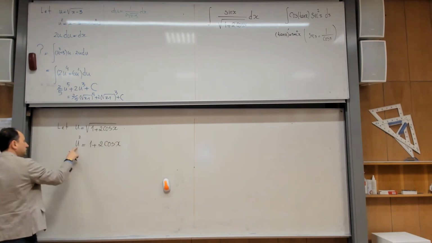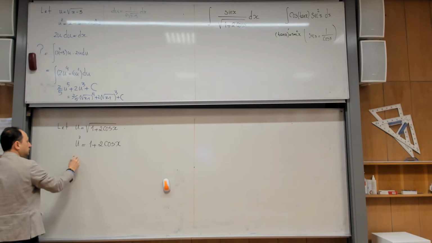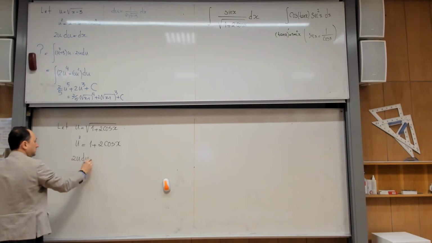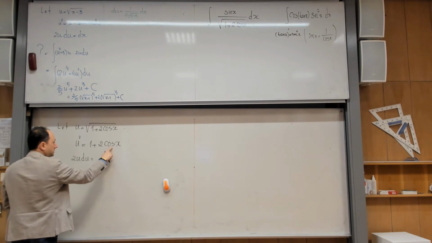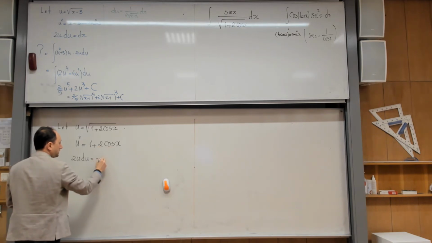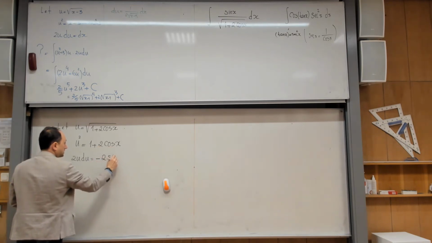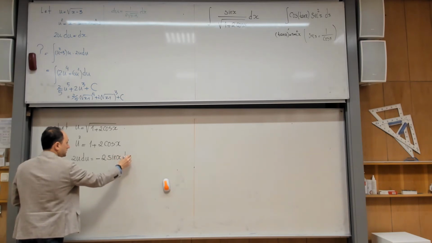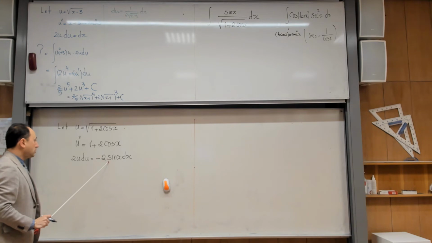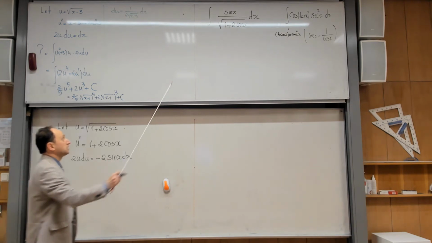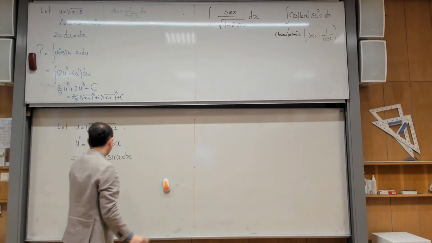When you differentiate this one, this becomes 2u, you have to write du as well. And then the differentiation of this one, 0, and the derivative of cosine is negative sine, so it becomes minus 2 sine x dx. But then look, what you need is more or less very good. Yes, you need this combination sine x times dx. But you don't have that minus 2.